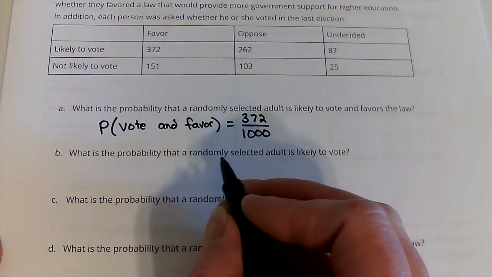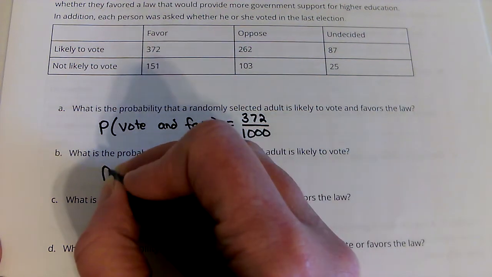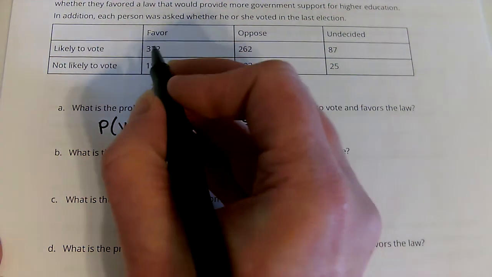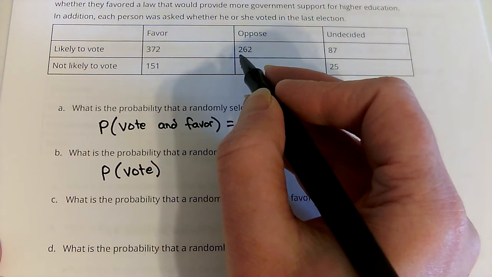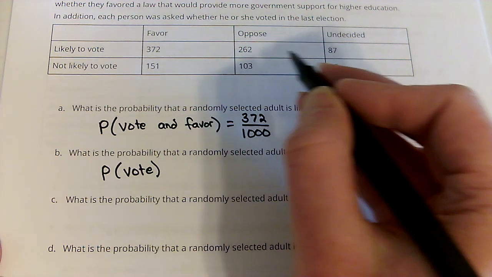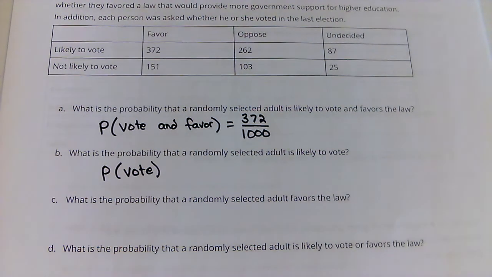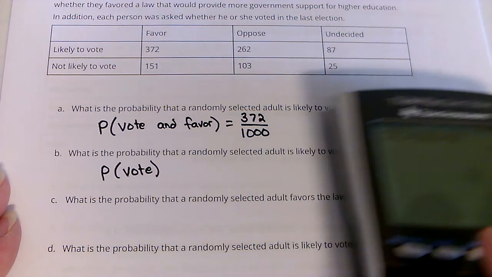What about the probability that a randomly selected adult is just likely to vote? Well, that would be all of these. So I'd have to add 372 plus 262 plus 87. That would be that whole row right there. So I'm going to grab my calculator real quick. That would be 372 plus 262 plus 87. That's a total of 721 people.